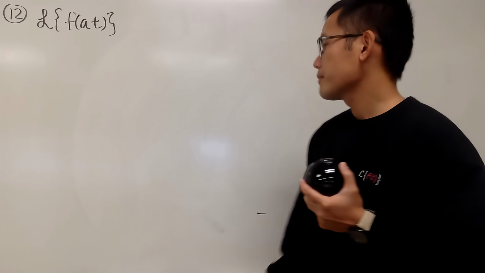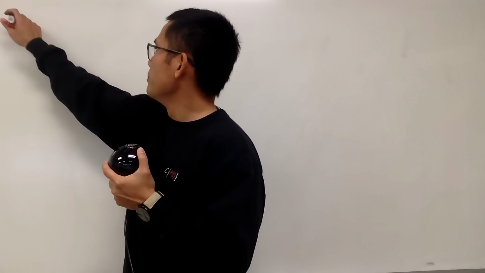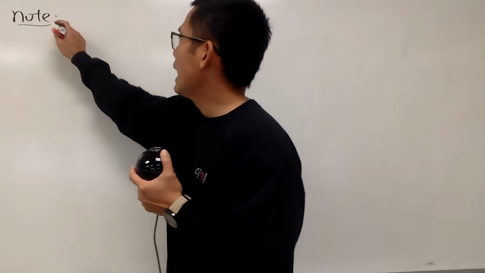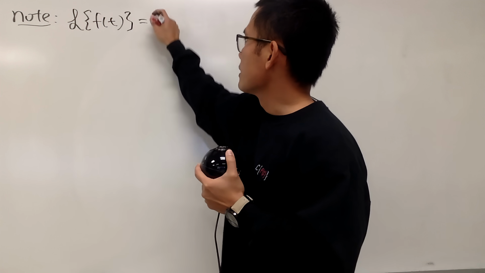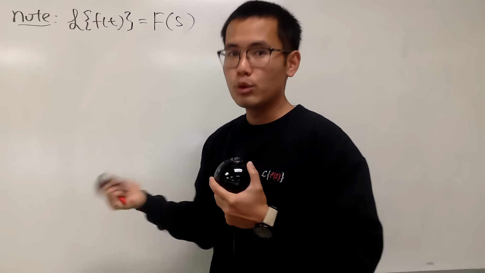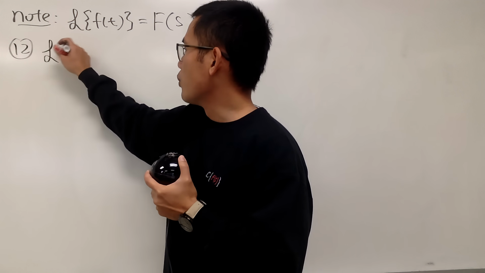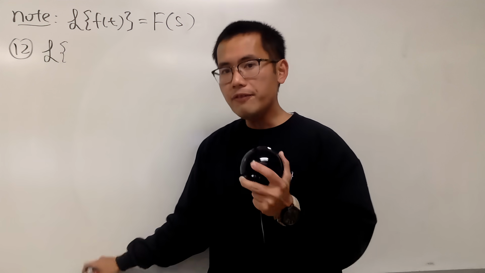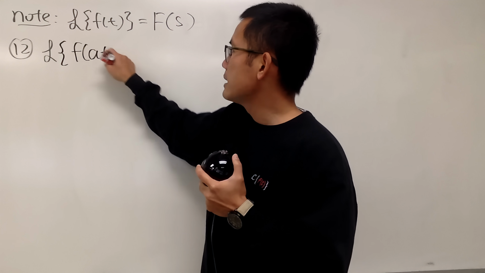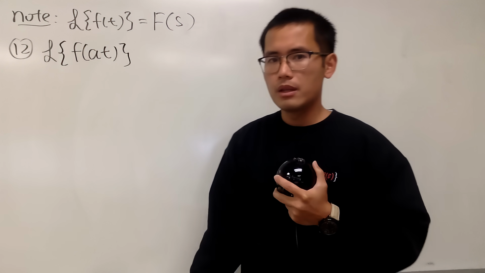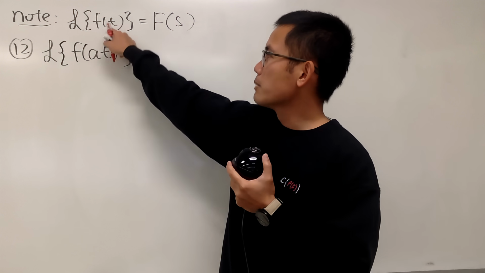here is the deal. I'm going to, again, write this down right here. For now, just make a note that when we have the Laplace transform of our function f of t, this right here we can write as capital F of s. Right? That's what we mentioned earlier. And for number 12, the inside is not just f of t, but rather f of a t, like this. First thing first. Yes, the input is a t, it's just a multiplied with t.